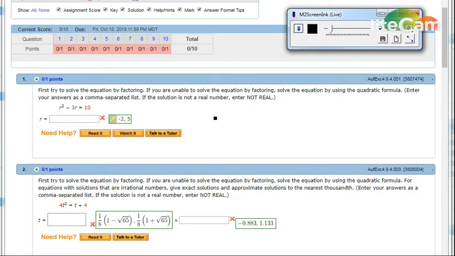Alright, so number 2. First, try to solve the equation by factoring. If you're unable to solve it by factoring, solve the equation by using the quadratic formula. For equations with solutions that are irrational numbers, give the exact solutions and approximate solutions to the nearest thousandths.